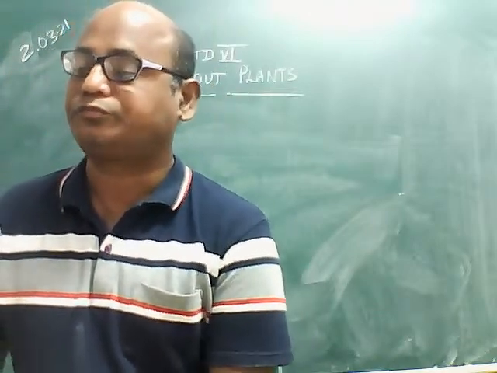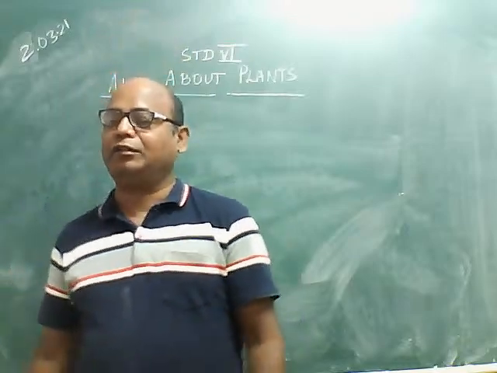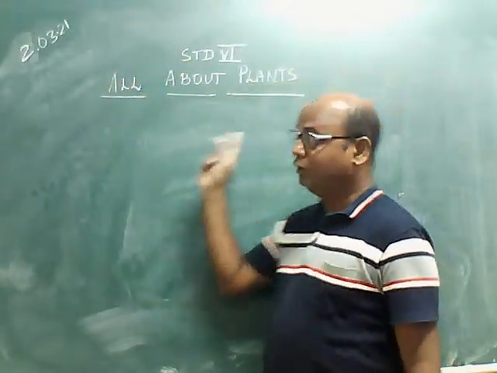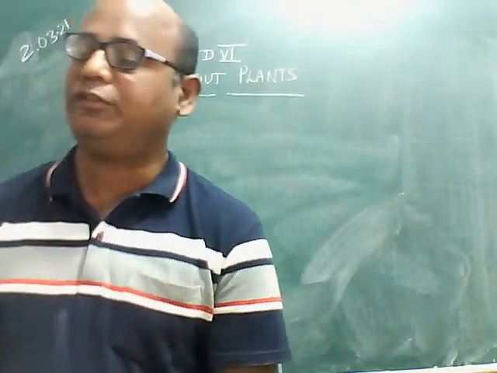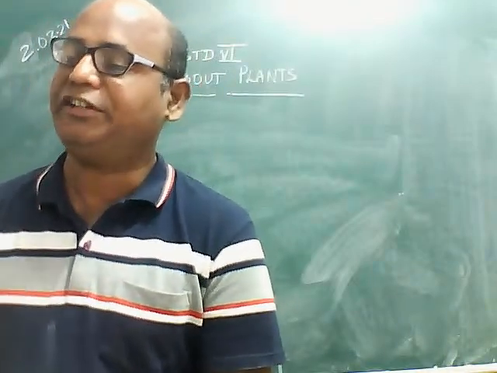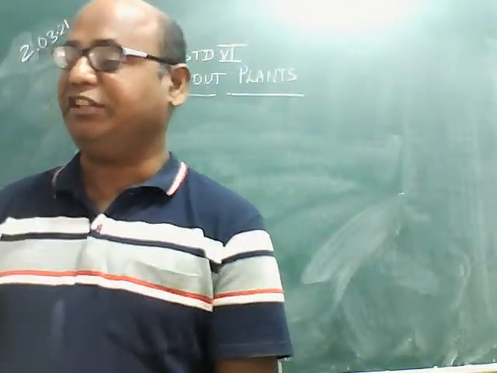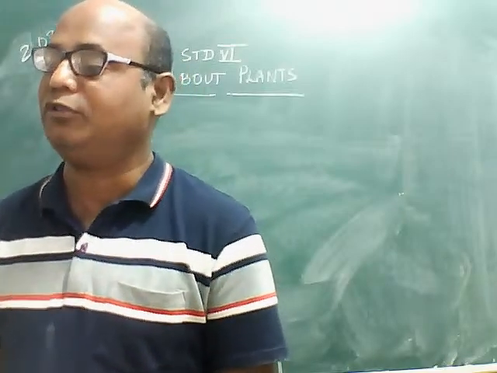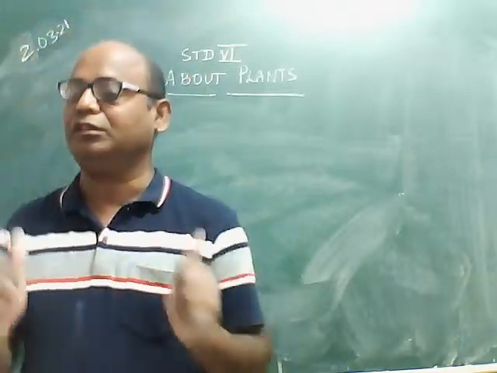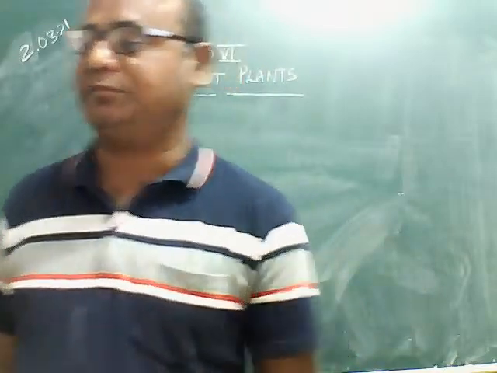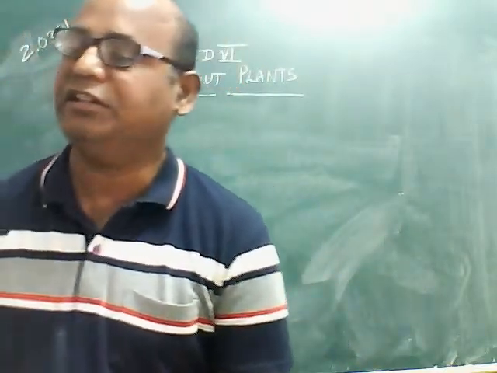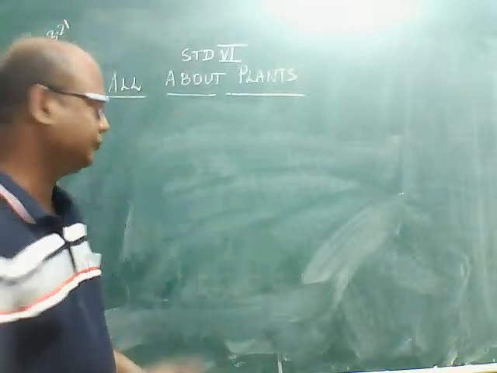Now, about the flower, we have already studied. We studied the different whorls of the flower: calyx, corolla, androecium, gynoecium. Then the next part we will study today is the leaves. The first question regarding the leaf is: why are leaves green in color? What is the reason?